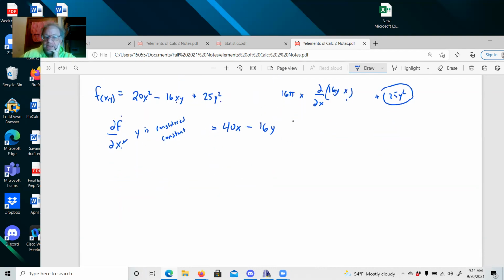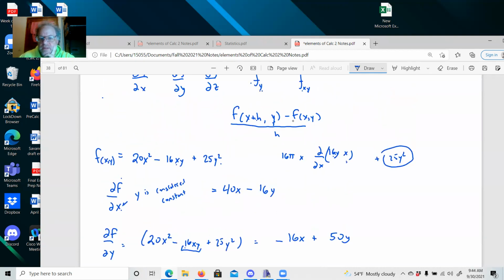Okay, same idea, right? We have f sub y. That's going to be, well, I'm going to take my derivative of 20x squared minus 16xy plus 25y squared. We're considering x to be constant, so that's going to be a 0. We have negative 16xy. Well, the y is the variable. That's what we're taking the derivative of. The 16x, that's all constant. So it's constant times the variable. Take the derivative of the variable, the constant slides through. Okay, plus 50y.